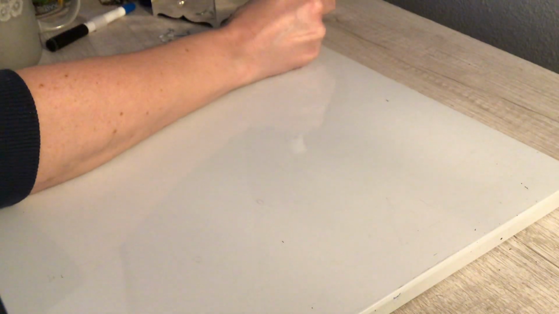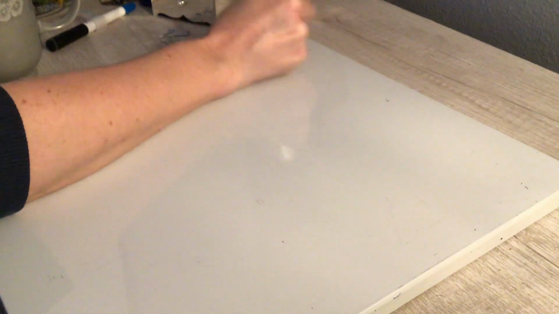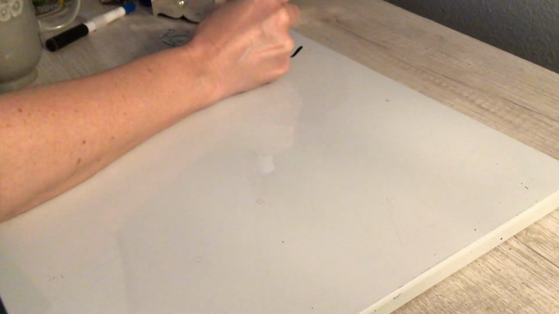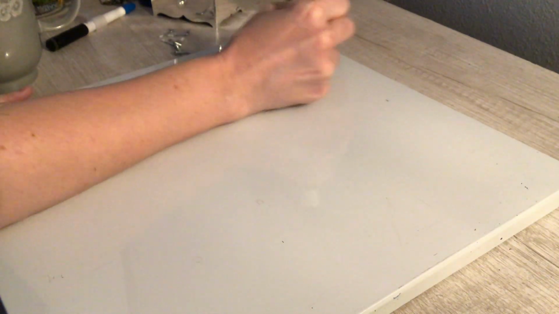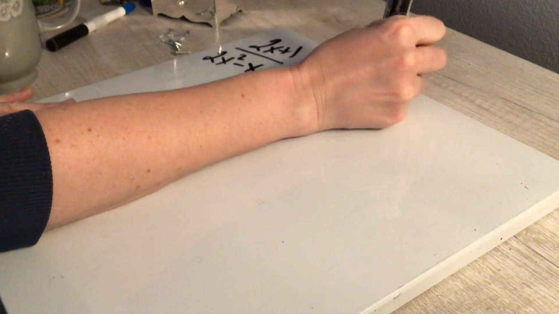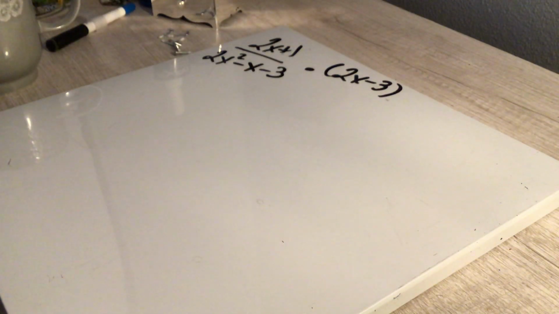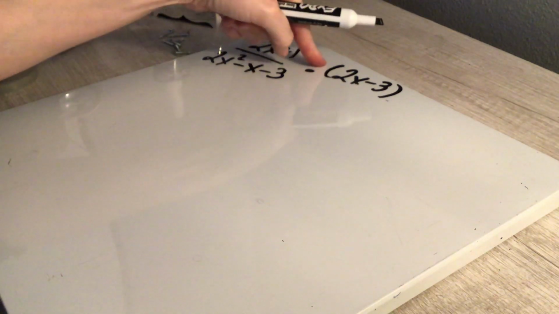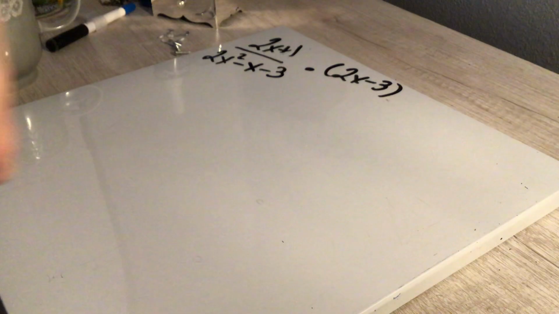Two x plus 1 over 2x squared minus x minus 3 times 2x minus 3. Okay, first thing is to remember, just like a whole number, if it's just an expression, you can put it over 1.